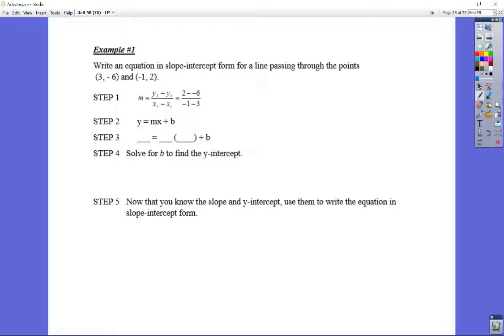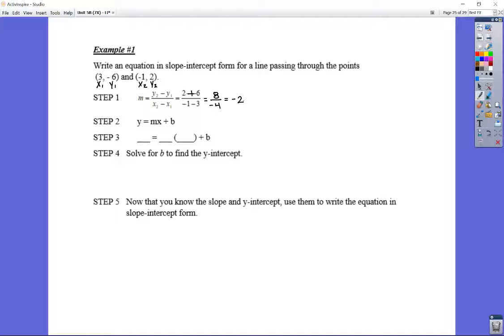Step 1. Find the slope using the formula y2 minus y1 over x2 minus x1. (3, -6) was the first coordinate given, so we can annotate this as x1 and y1. (-1, 2) was the second coordinate given, so we can annotate this as x2, y2. Substituting those values, y2 is 2, minus y1 is -6, over x2 is -1, minus x1, which is 3. And simplify. A negative becomes a plus, so 2 plus 6 is 8, and -1 minus 3 is -4. 8 divided by -4 simplifies to -2.